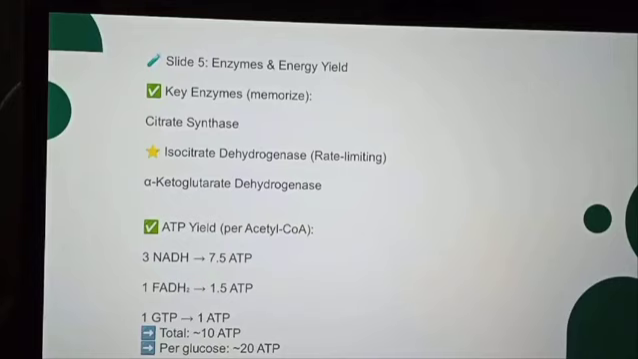Now let's talk about ATP yield. Per acetyl-CoA we are talking about: 3 NADH is formed, which is equivalent to 7.5 ATP. 1 FADH2 is formed, which is equivalent to 1.5 ATP. 1 GTP is equivalent to 1 ATP. Total 10 ATP is formed in the Krebs cycle, but per glucose, it is 20 ATP.